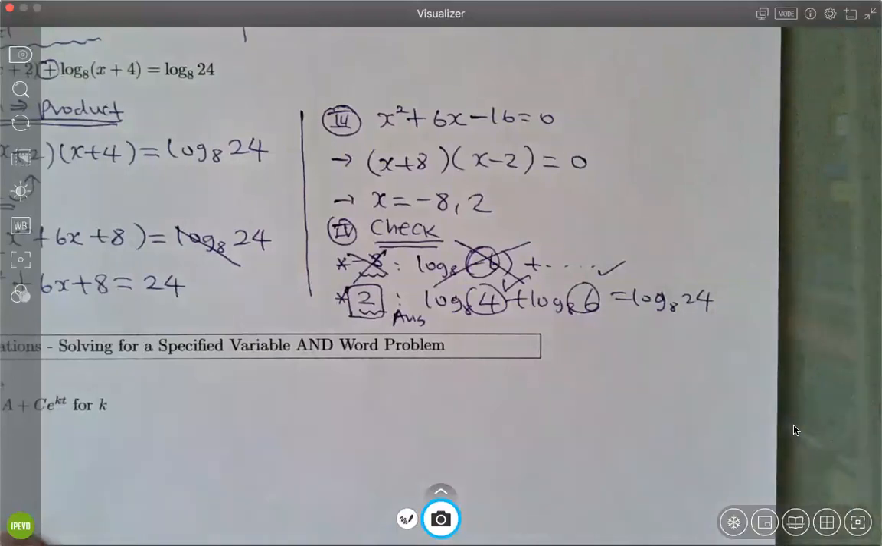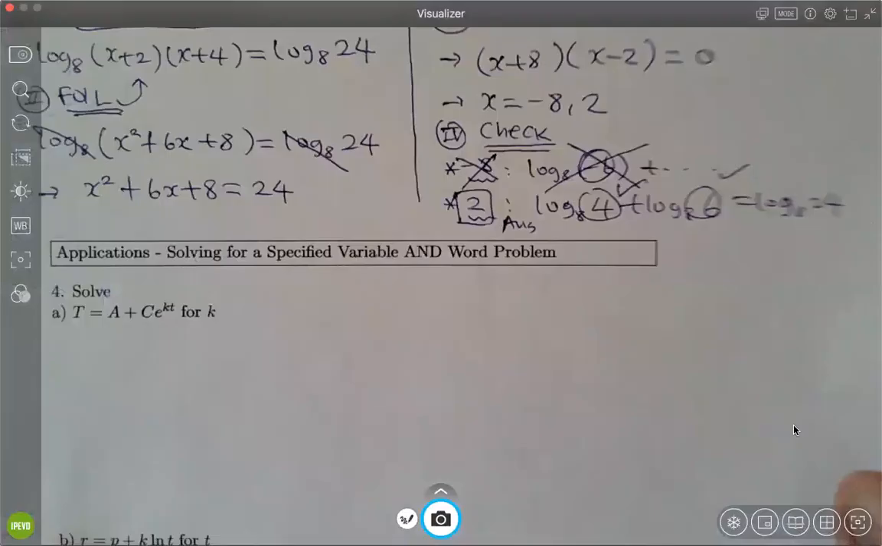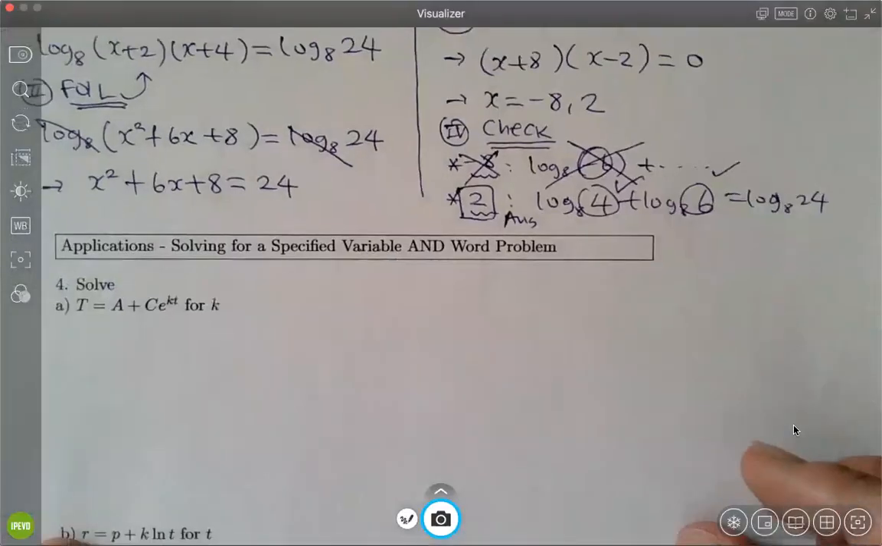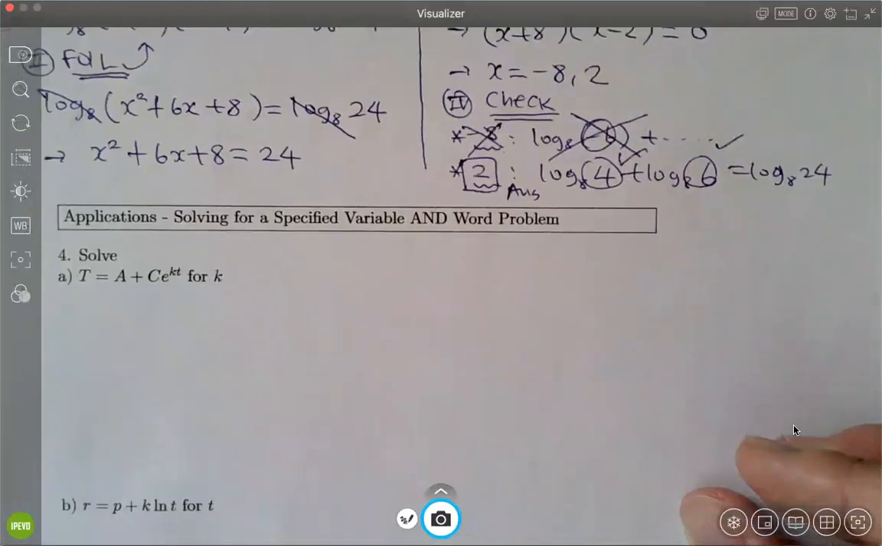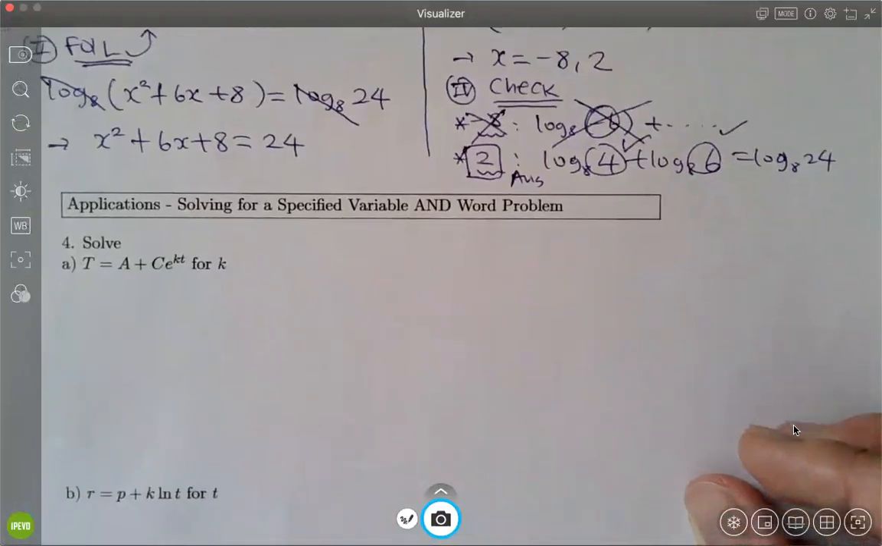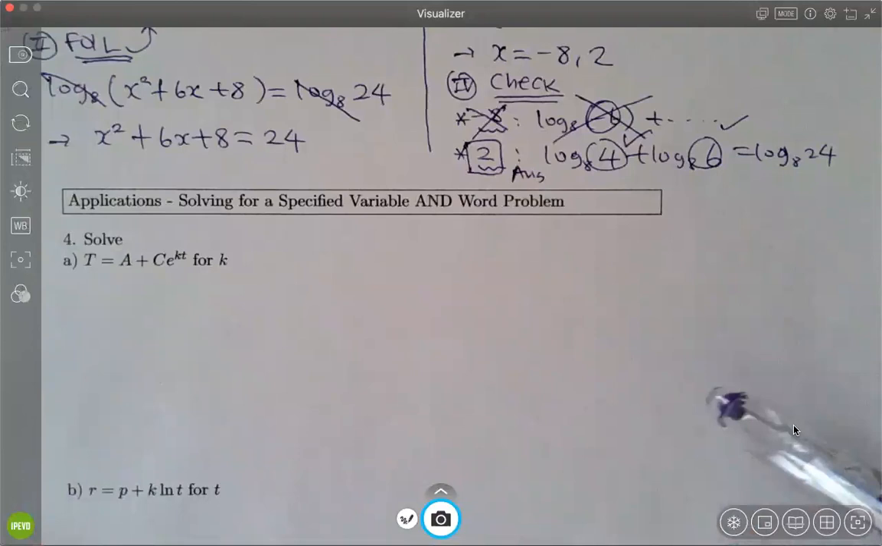Okay, so now let's do 3 more problems. Okay, so now we will apply all of these. So first, solving for a specified variable. Okay, so remember, what does it mean? We will see multiple letters, and there will be an assigned variable that we have to isolate, right?